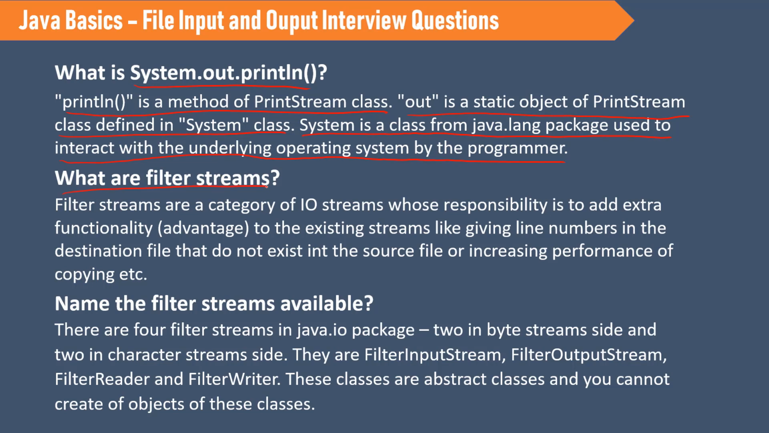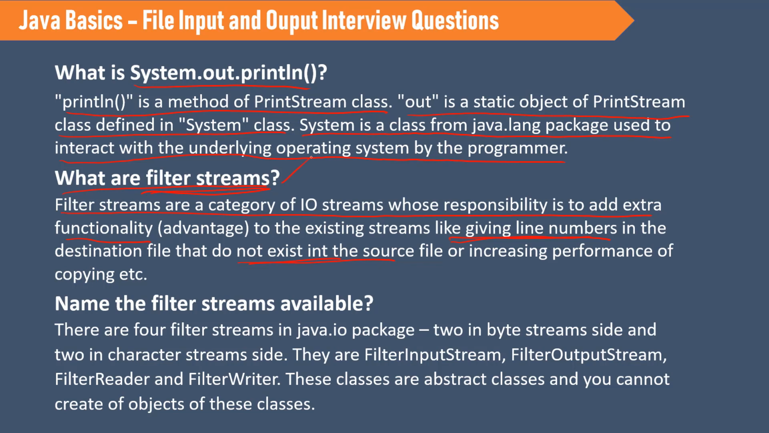What are filter streams? Filter streams are a category of IO streams whose responsibility is to add extra functionality. If you see the diagram that we discussed in the first video, where we divided the byte streams into input streams and output streams, and the character streams into reader and writer, there you can see some filter streams. These filter streams are used to add extra functionality, like giving line numbers in the destination file that do not exist in the source file. This is one example.